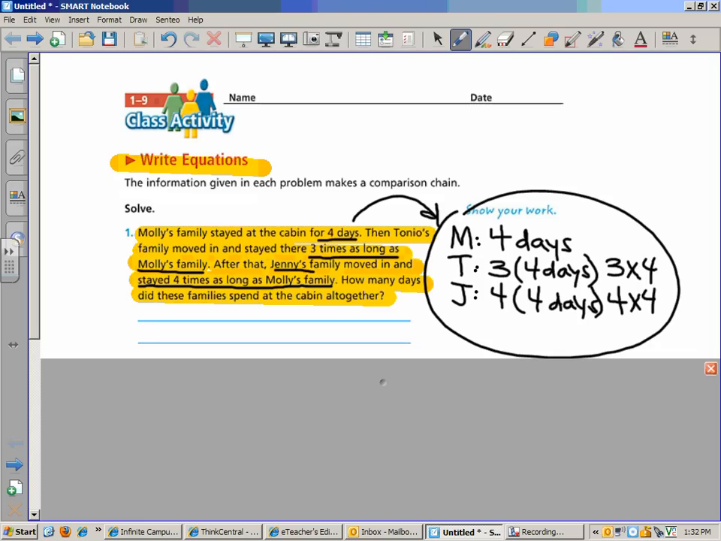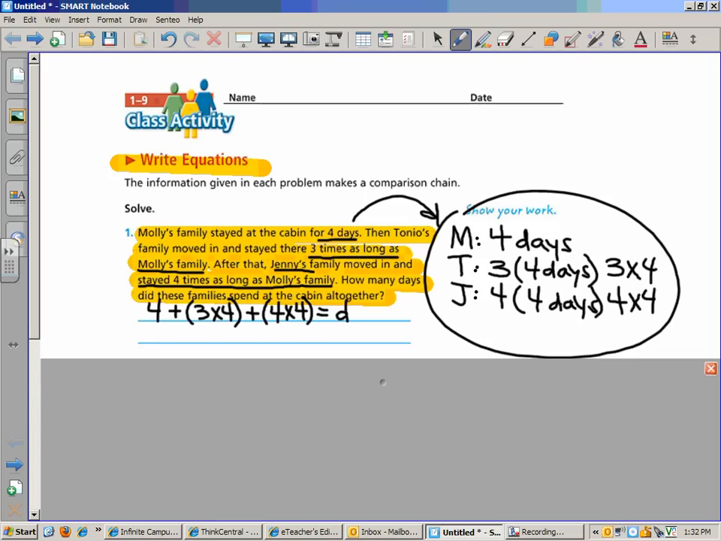before they can continue on. If we were going to put that in an equation, the one way that I'm going to try and push you towards putting it is putting it within parentheses and writing it out like this. So we have Molly's time plus, pardon the interruption in the background, plus Tonio's, which is the 3 times 4. And then we're going to add that to Jenny's family, and that's 4 times 4. And that's going to give us our total amount of days.